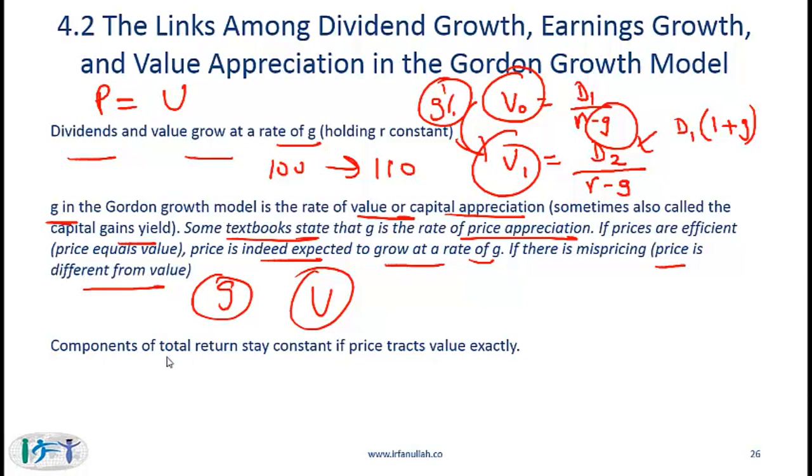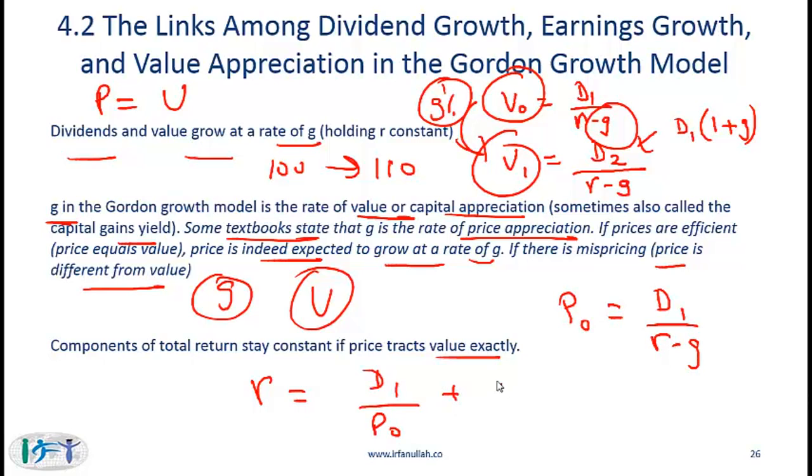The components of total return stay constant if price tracks value exactly. Now, what is your return if you have this particular model? Let's say that we have an efficient market, then your price at time 0 is D1 over R minus G. And if you use some basic algebra, then what is R equal to? R is equal to D1 over P naught plus G.